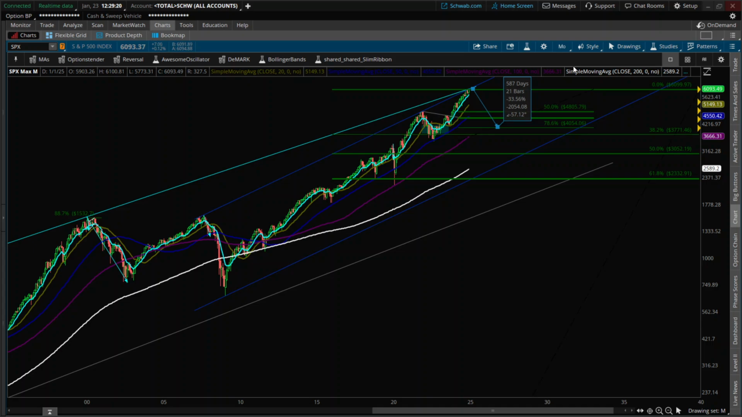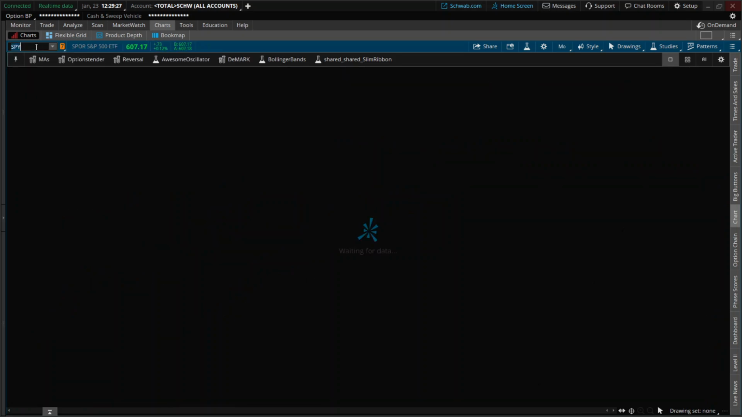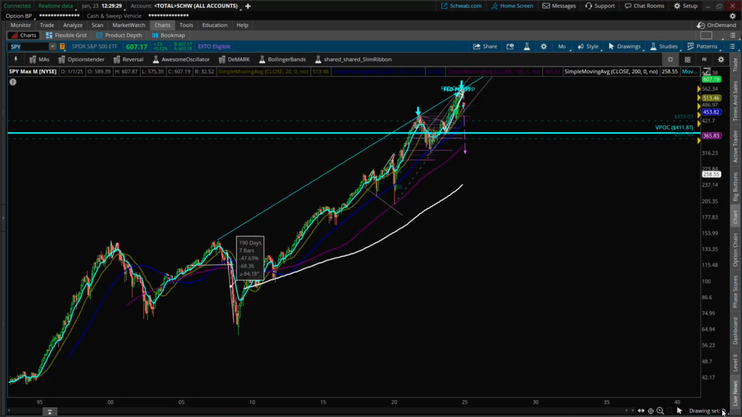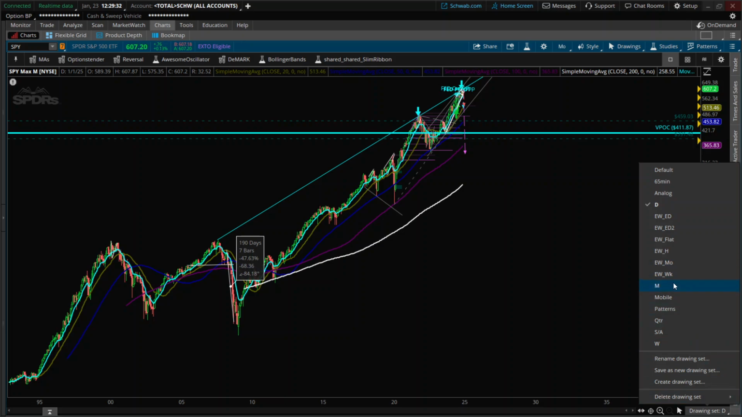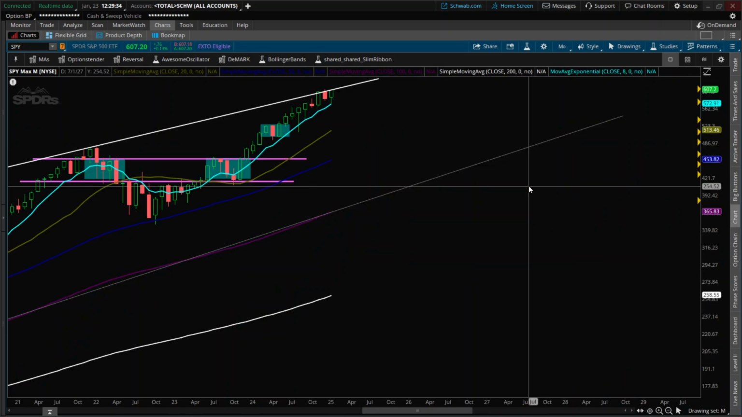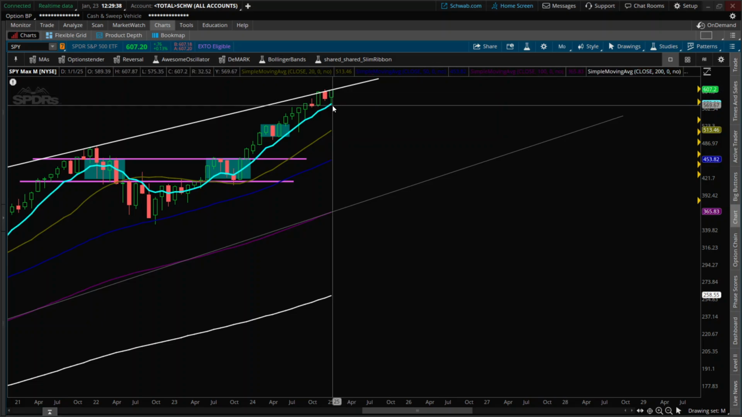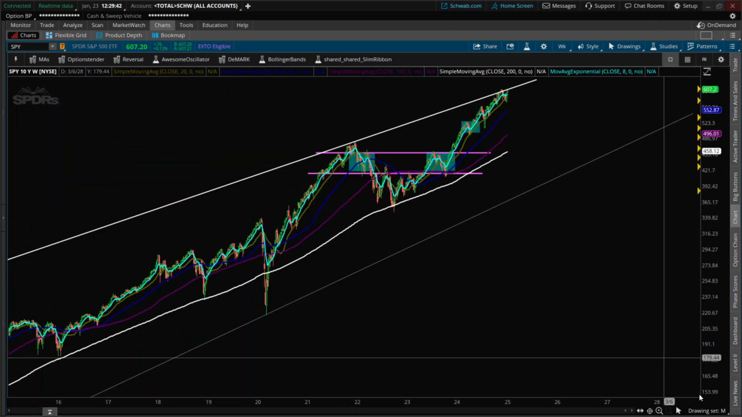Let's go ahead and move on to SPY. And let's just go ahead and go to the monthly time frame. Look at SPY. We're right back into the trend line here. Bounced off the 8 EMA. I don't think that's going to last next time. Weekly.